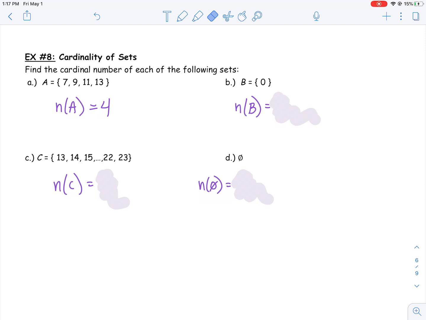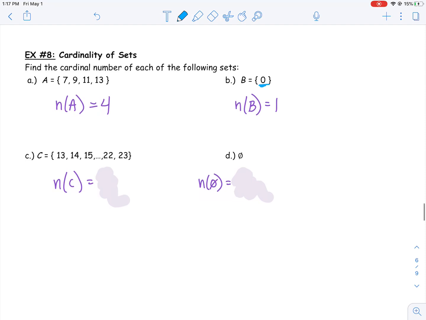All right, looking at set B, the cardinality of set B, well, how many different elements are in set B? Did you say 1? Because there is an element there. 0 is an element, 0 is a number. There's 1 different element in that set. So its cardinality is 1.